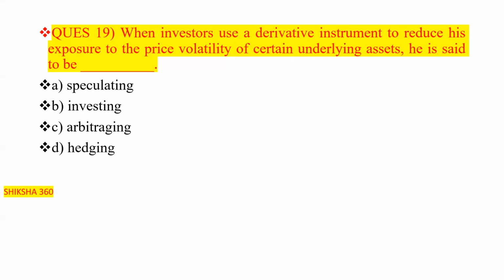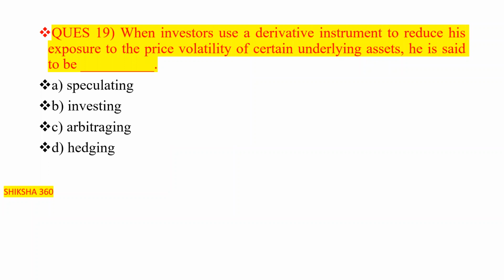Very easy question. Question number 19. When investors use a derivative instrument to reduce their exposure to the price volatility of certain underlying assets, they are said to be.